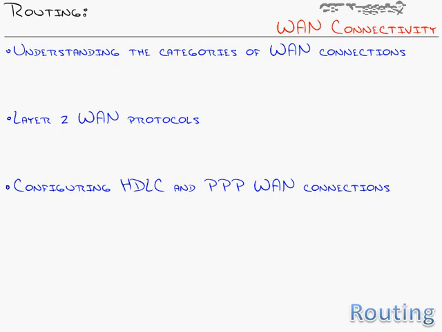Second thing we'll talk about is the layer 2 WAN protocols. Layer 2, we've talked about it so far as Ethernet. That's where our MAC addresses come from and so on. The WAN is not an Ethernet world. The WAN is totally different. So we'll look at some of the different protocols that run over the WAN, and then we'll configure two of the most common, HDLC and PPP.